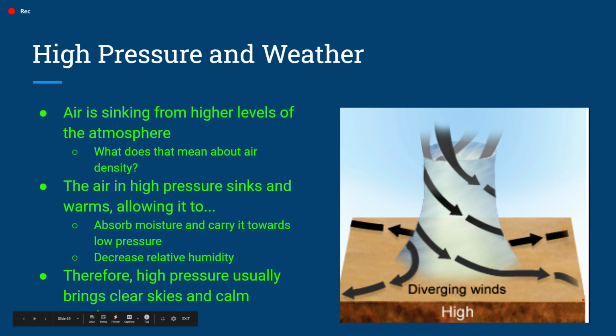So high pressure usually brings clear skies and calm weather because the cool air does not have the moisture in the center of high pressure to support thunderstorms or rain in any case as it sinks, because it's very dry air, it's very dense air, therefore it can't hold much moisture, and as it spreads out, it'll collect more moisture and carry it into low pressure systems. So high pressure usually will bring pleasant weather to an area.